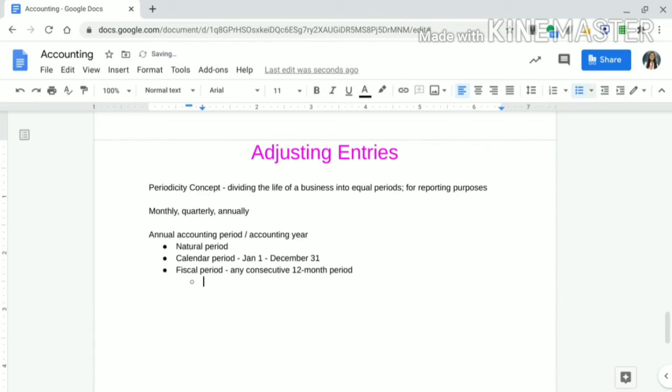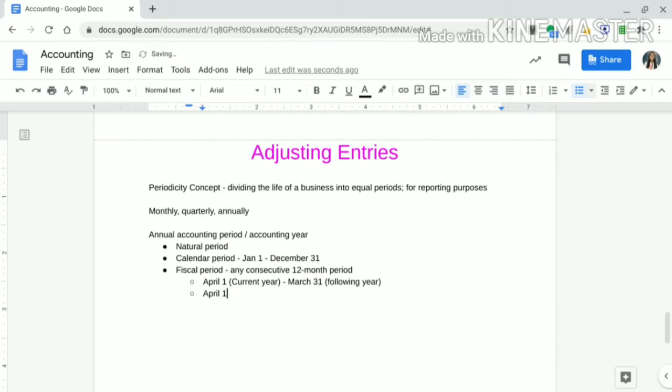For example, si business nag-start ng April 1, so yan yung start of the period niya. Current year, ang end ng period niya is March 31st ng following year. Okay? Yan. So, for example, lagyan natin ng date.